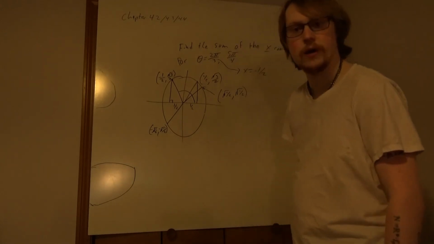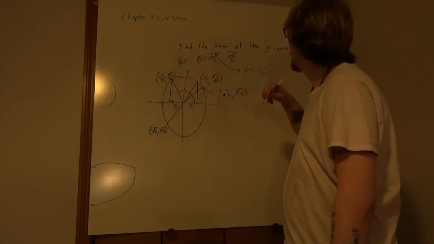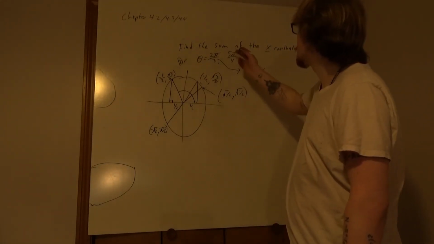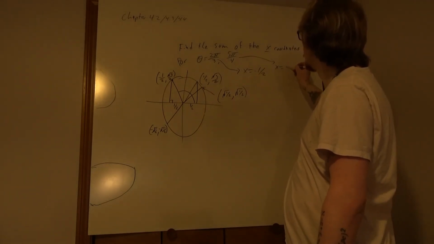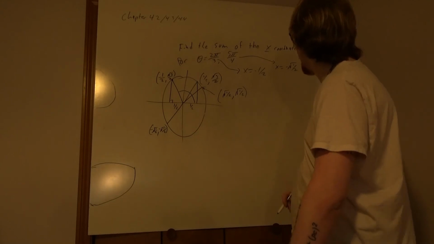I hope you can read that. And then the question says, what is the sum of their x coordinates? So this one gave x equals negative square root of 1/2.